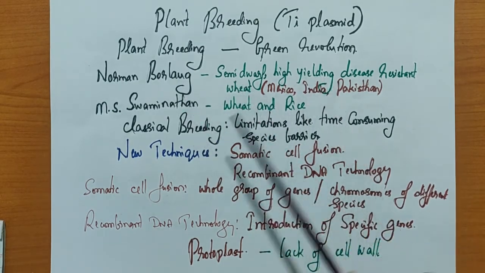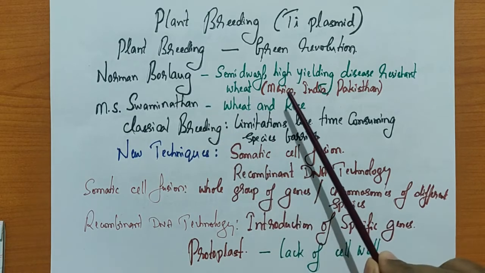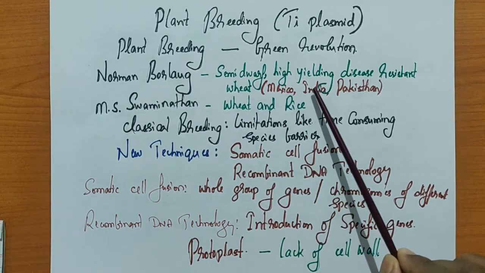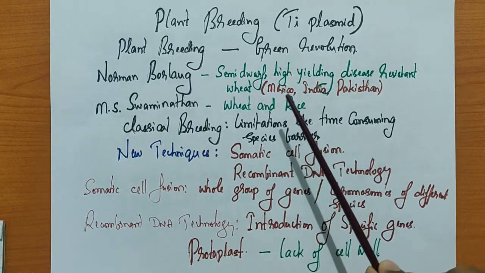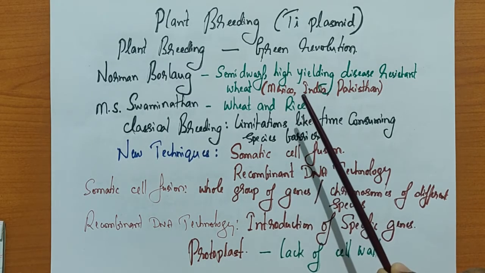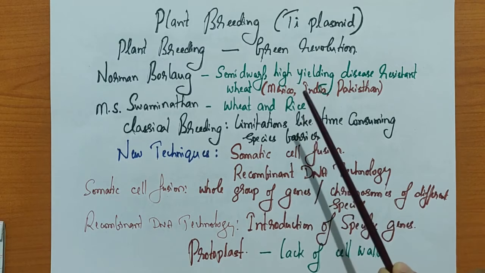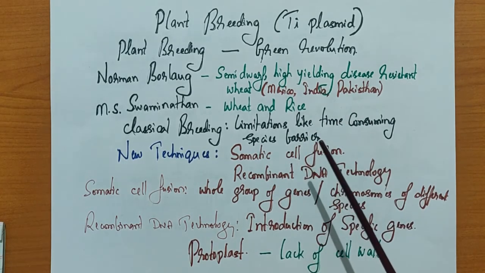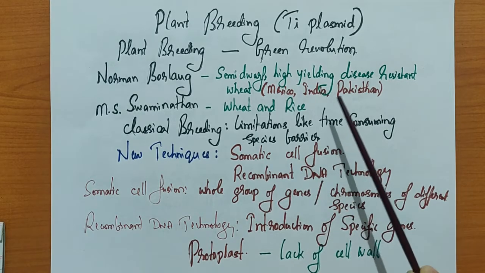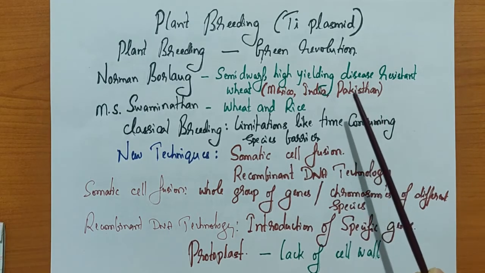Whatever variety he developed, he gave to countries like Mexico, India, Pakistan. In case of Mexico, currently because of this variety, they export wheat to most of the countries. India and Pakistan are also quite successful in our own food supply.